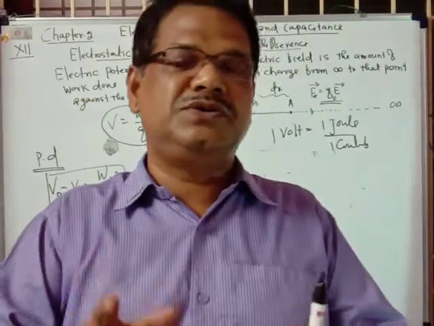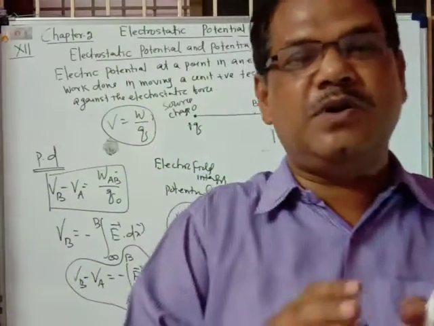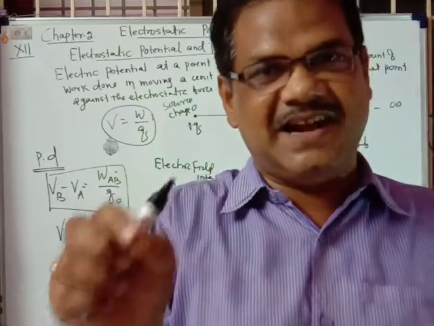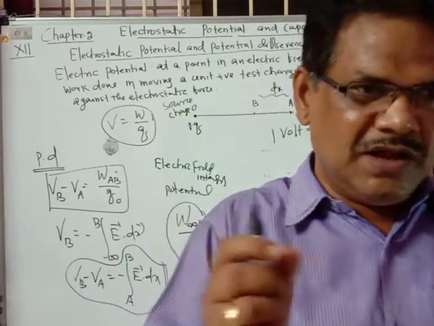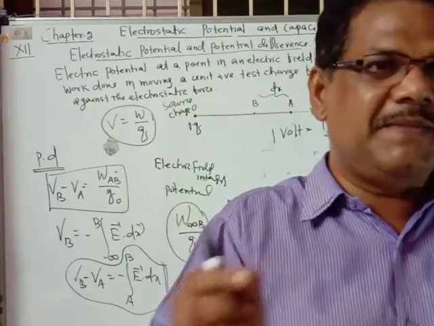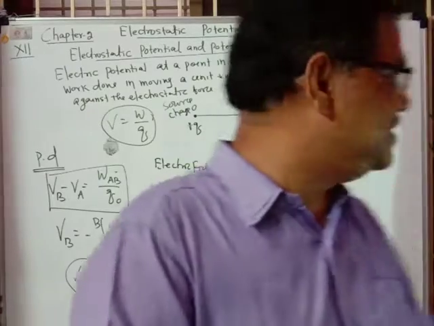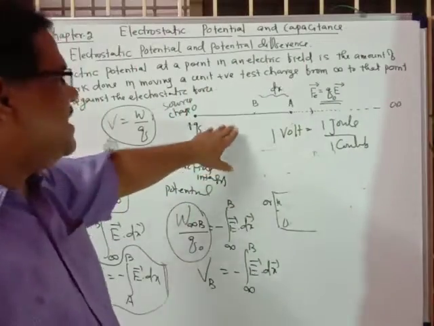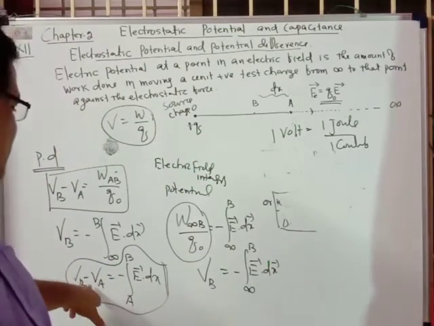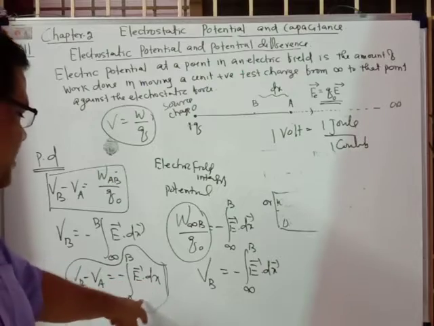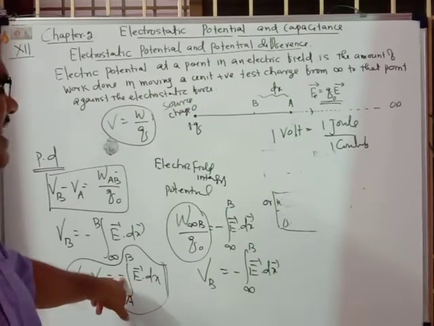So don't be confused. Potential at a point means the potential difference between infinity and that point. Potential difference between 2 points means the difference between VA and VB, that is VB minus VA. From the above diagram, just look here. That's a very important formula. What does this formula tell? The potential difference is the integral of E vector dot ds vector from A to B, and the minus sign indicates the direction.